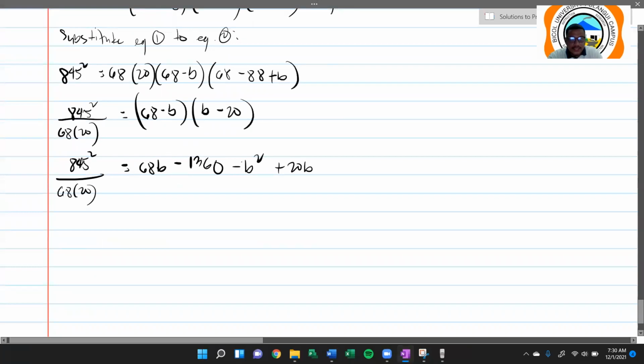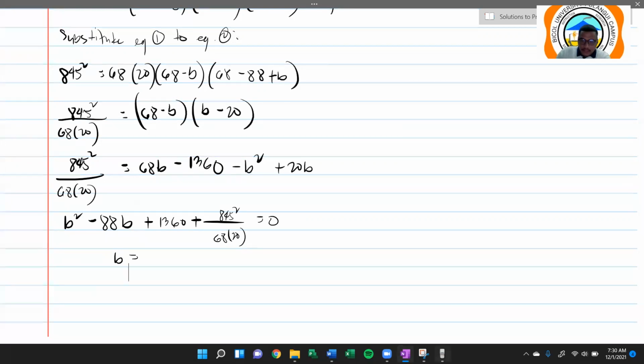So let's transpose all these terms to the left side. So we have B squared, 68 plus 20 is 88, so it will become negative 88B plus 1360 plus 845 squared over 68 times 20 equals 0. So we can solve for B. So let's do it.